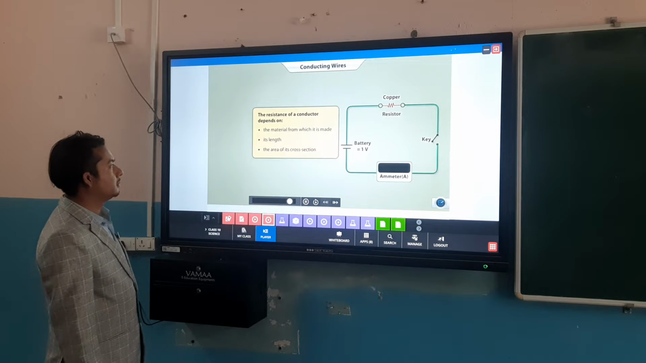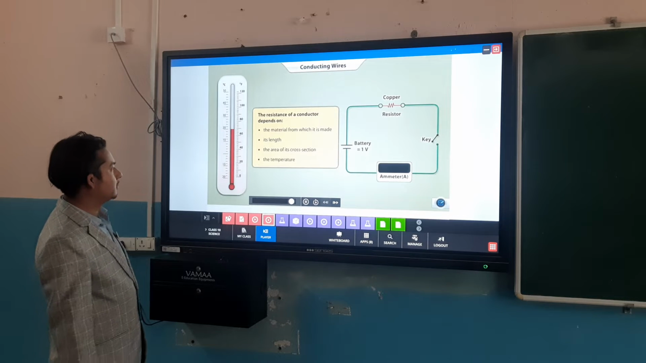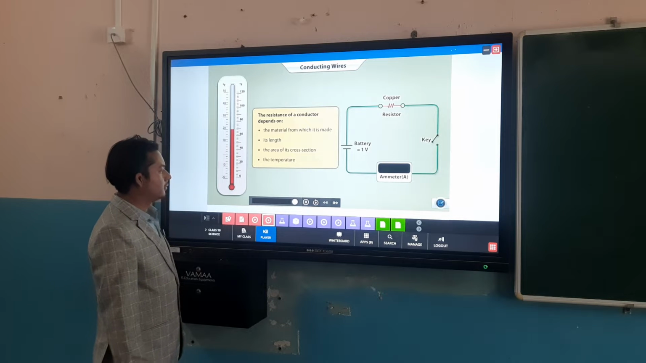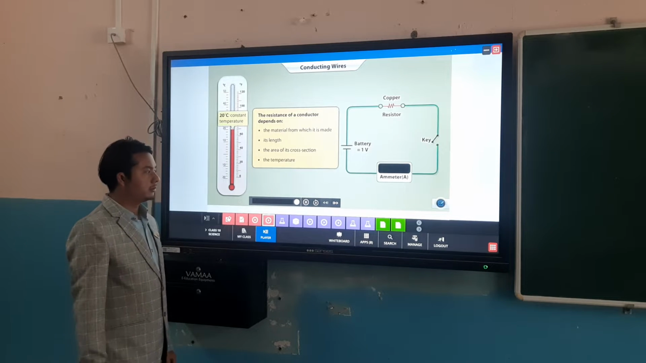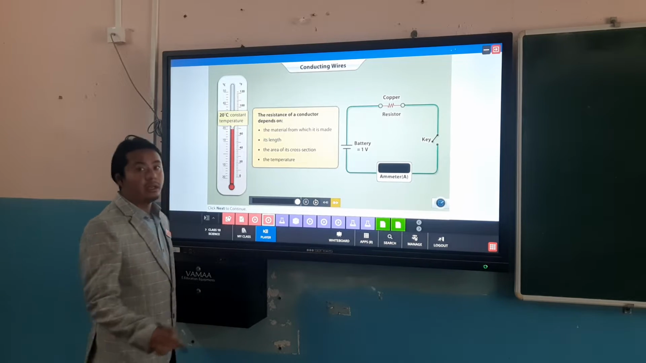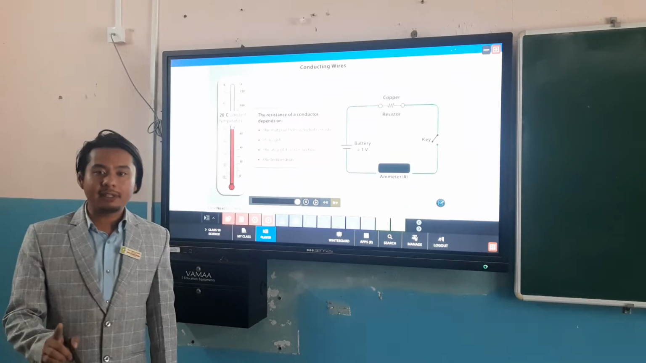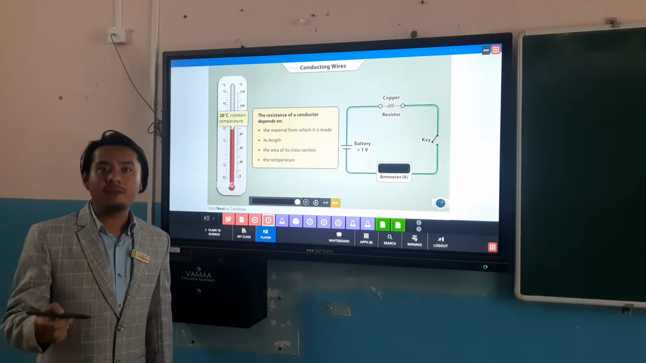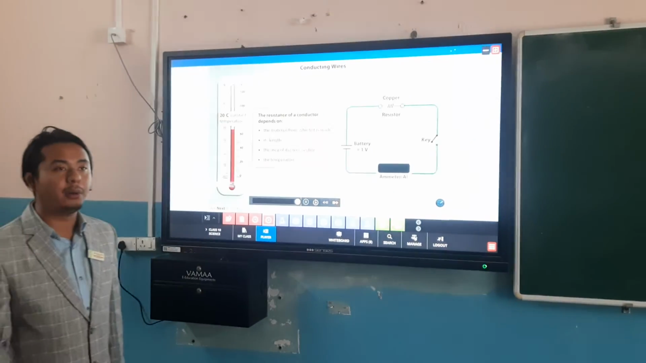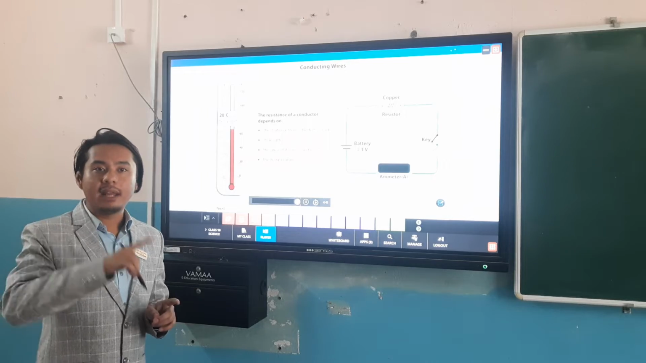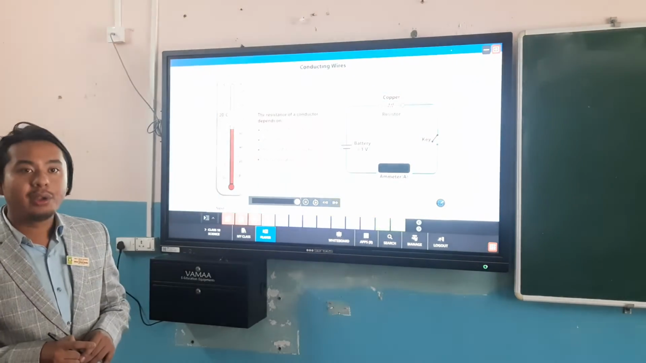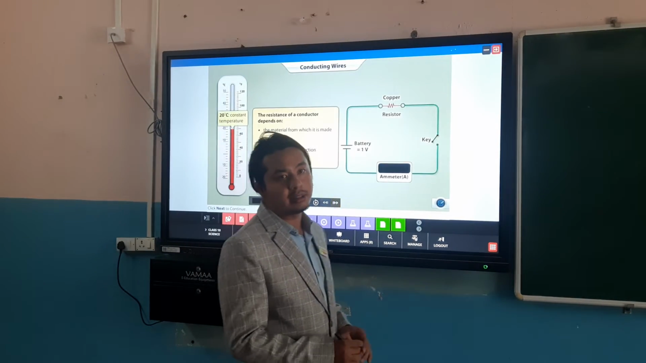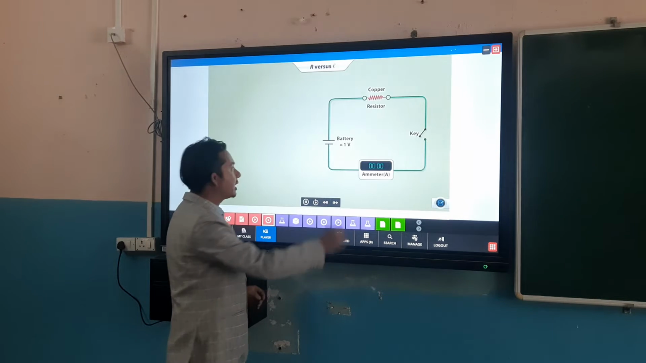The resistance of a conductor also depends on the ambient temperature. In this experiment, the temperature of the lab remains constant at 20 degrees Celsius. So factors like temperature also affect the resistance. That's why it is important that for any lab where the experiment is performed, the temperature of that room has to be kept constant, so that it does not vary and does not affect the resistance. So let's proceed with the experiment.